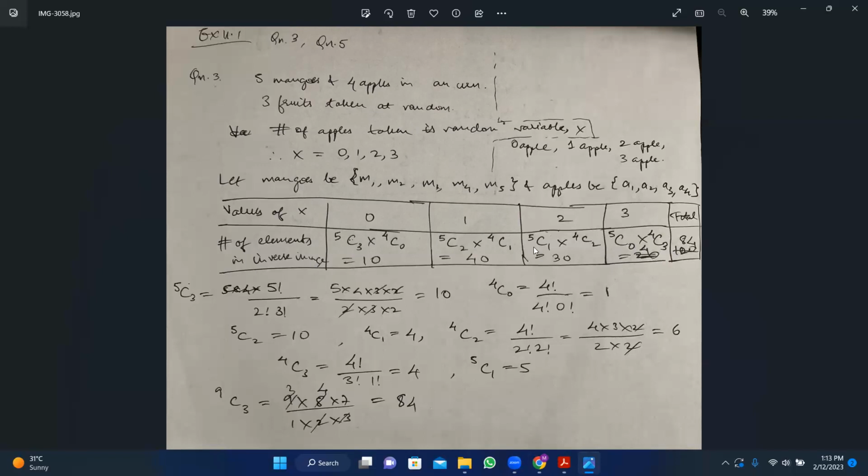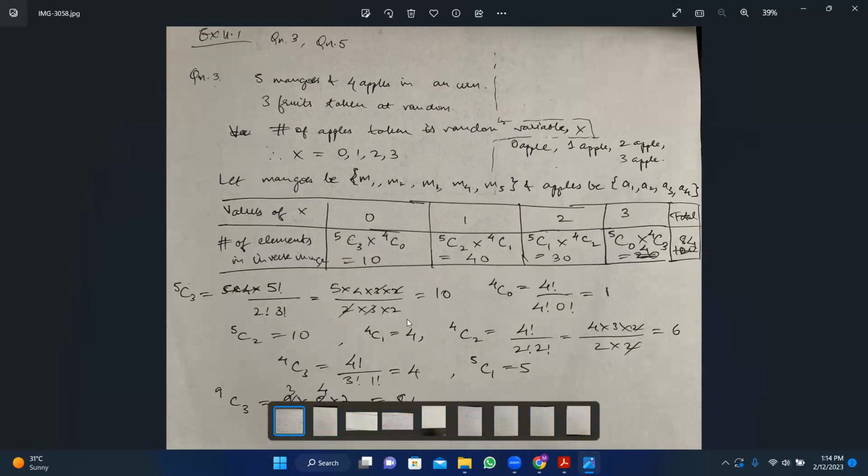Now this completes the solution, but to verify the total points, we add up all the points and we get 84. So just as a cross check, we have 9 fruits, and from those 9 fruits we are taking out 3 fruits. So 9C3 gives 84. This way we have cross checked that the sum of elements in inverse image is correct.